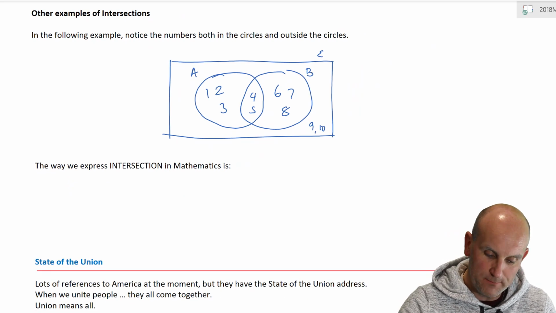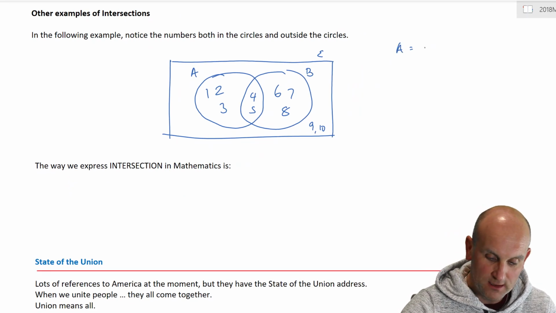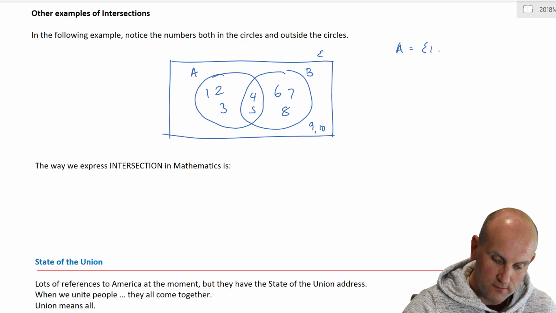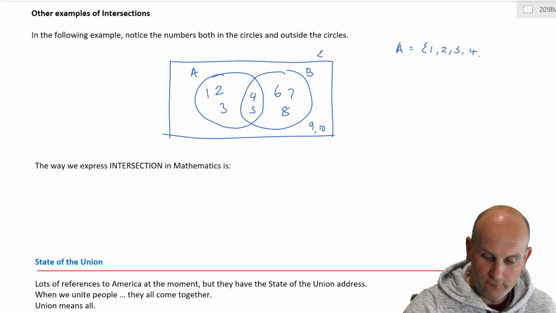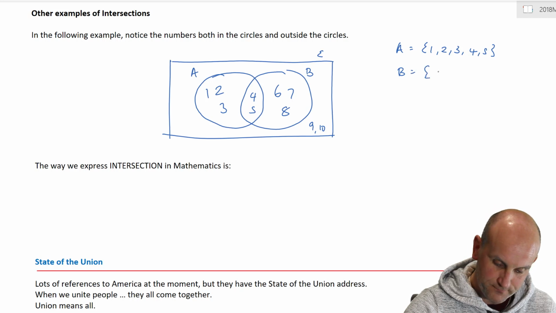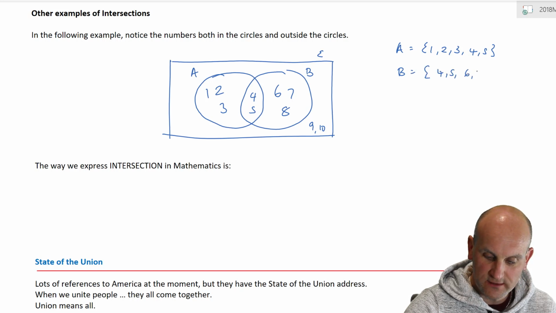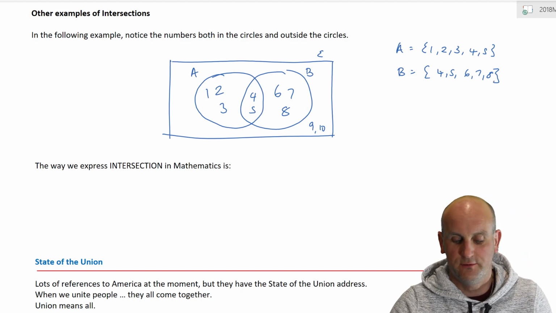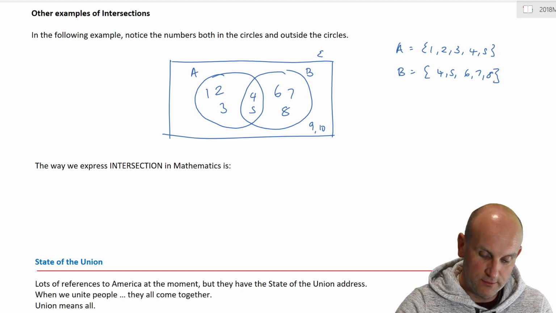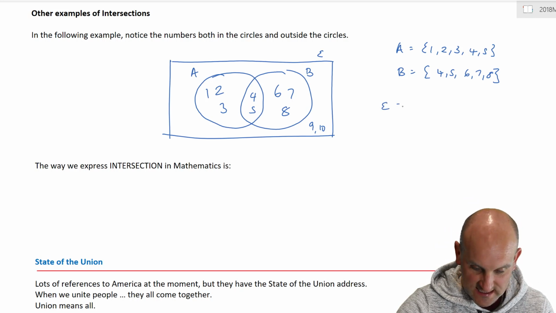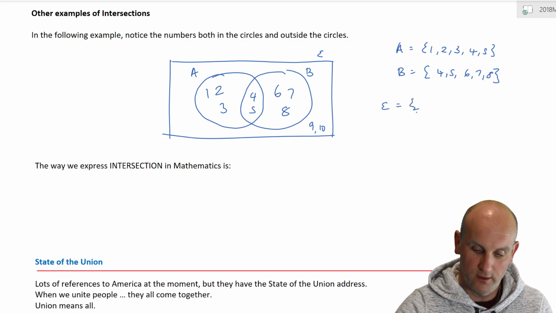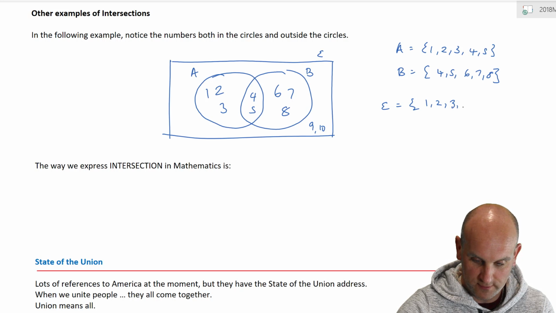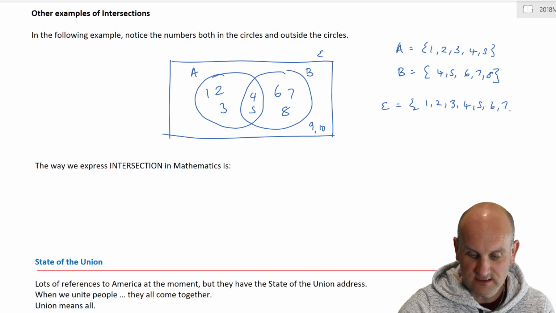So, for example, we could say that event A was given by the numbers 1, 2, 3, 4, and 5, and event B was given by the numbers 4, 5, 6, 7, and 8, which makes sense because we can see all of those numbers, the overlaps are all there. But it may well be that my sample space, my set of numbers, the epsilon, was actually 1, 2, 3, 4, 5, 6, 7, 8, 9, and 10.